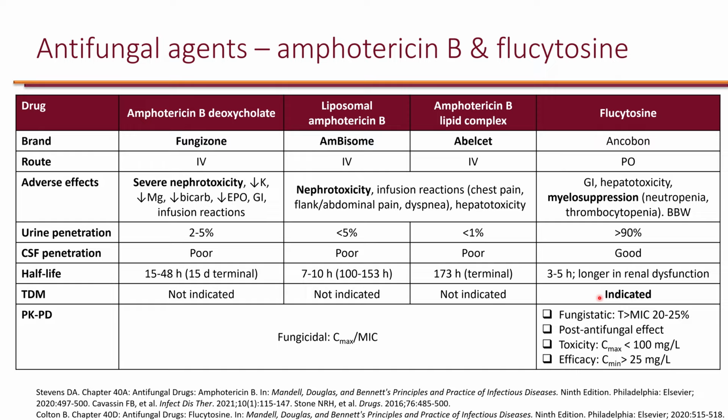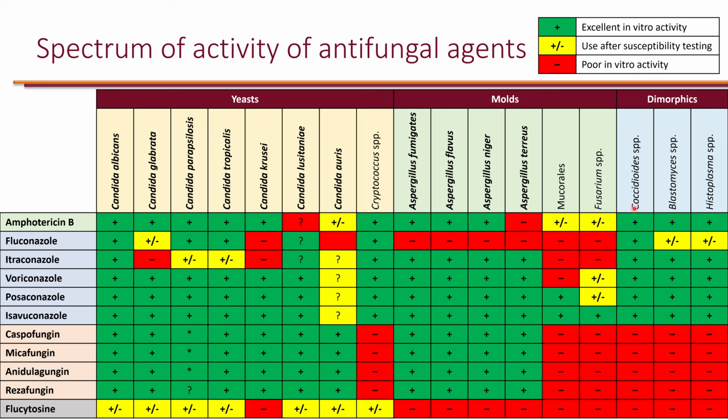So for efficacy, it is the trough that's important. So the trough needs to be at least 25 for efficacy. But for the toxicity, it is the peak that makes a difference. So we want the peak to be under 100. Once you go over 100, the risk of myelosuppression goes up significantly.